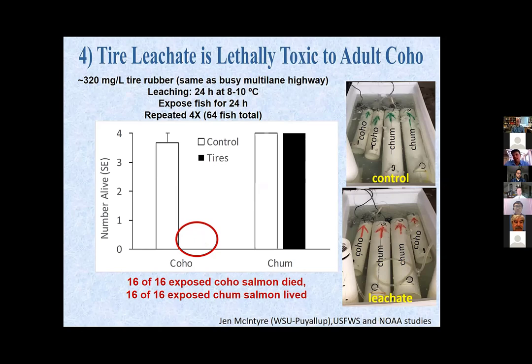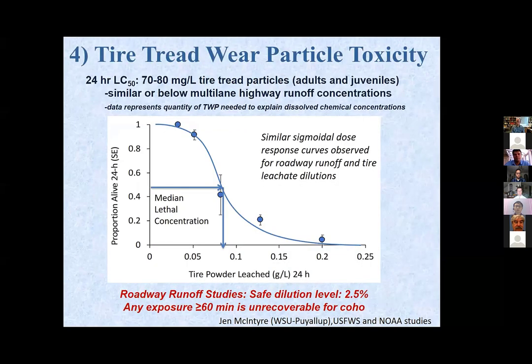So by making a tire leachate solution that was equivalent to a busy multi-lane roadway, Jen showed that this would kill 100% of the exposed adult coho salmon, exactly like we see out in the field. So obviously we knew there was something going on with tire leachate, right? And Jen does some dilutions in her lab, and you see these nice sigmoidal dose response curves.